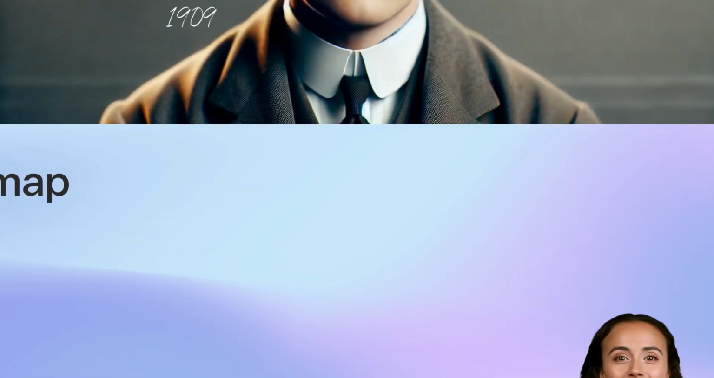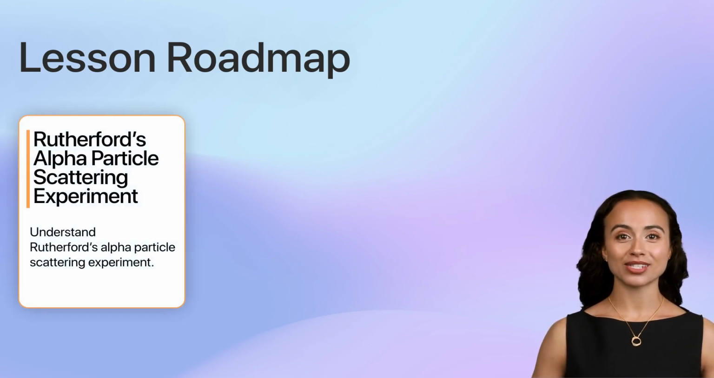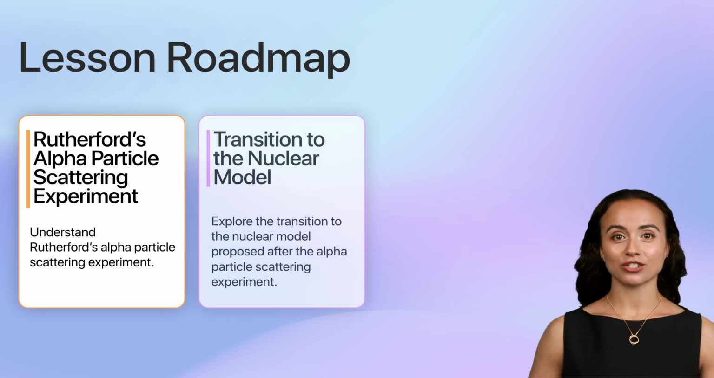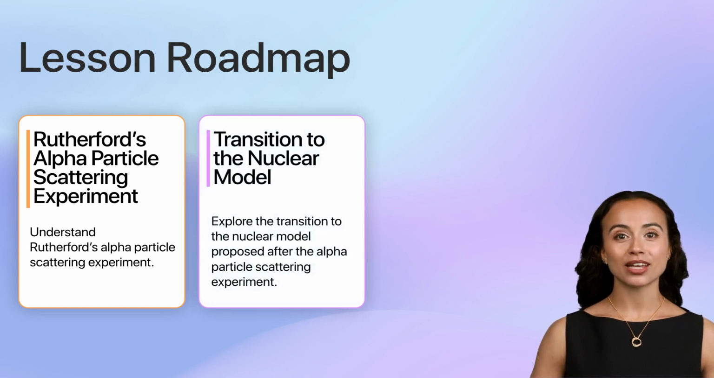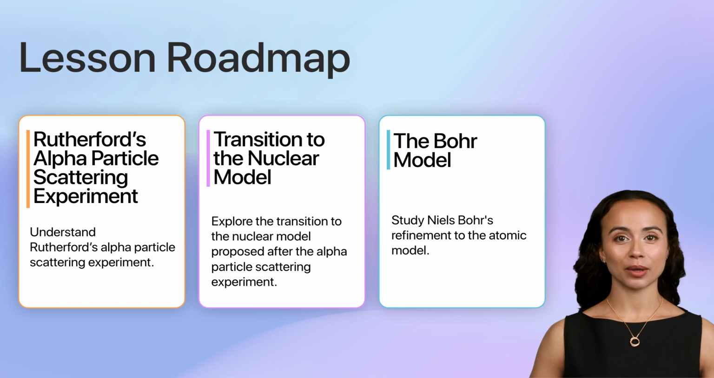Let's begin. Welcome, everyone. In today's lesson, we will firstly explore Rutherford's alpha particle scattering experiment. Secondly, we will explore the transition to the nuclear model, proposed after the alpha particle scattering experiment. Finally, we will study Niels Bohr's refinement to the atomic model.